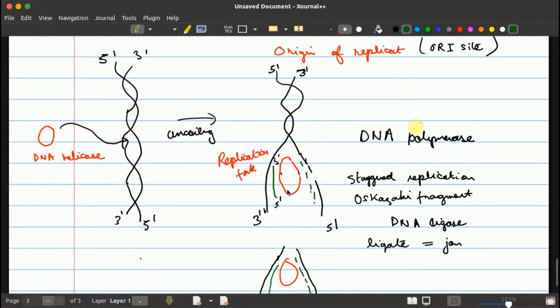So that doesn't really matter. The only thing that matters is the direction in which DNA is being produced. Keep this order in your mind, 5 prime to 3 prime. Everywhere you'll see the same order, and this is sort of universal.